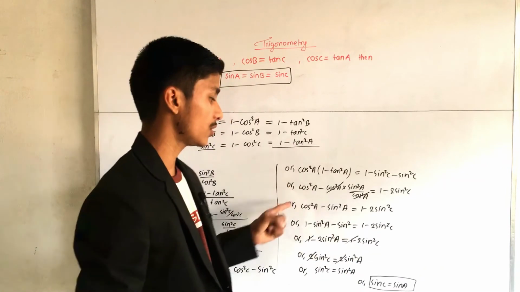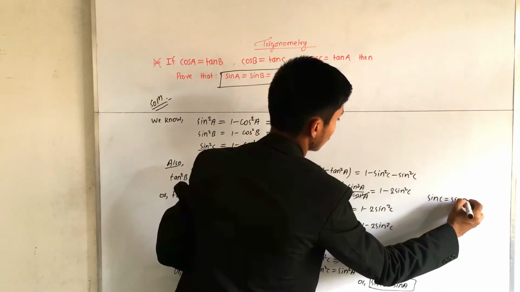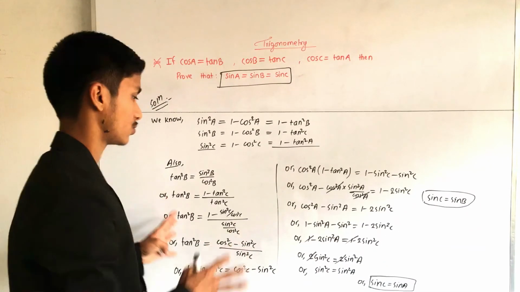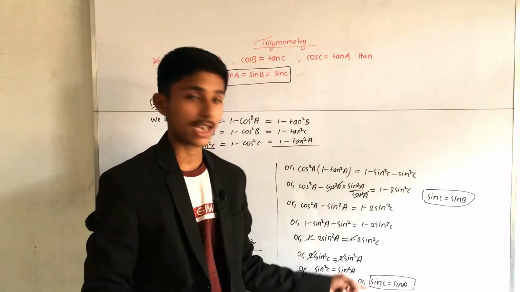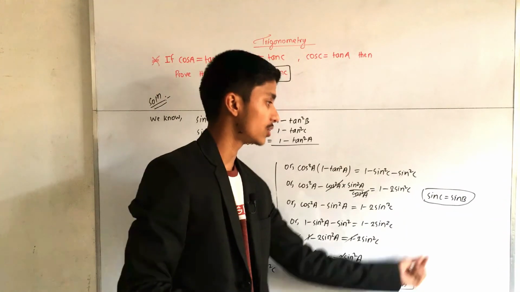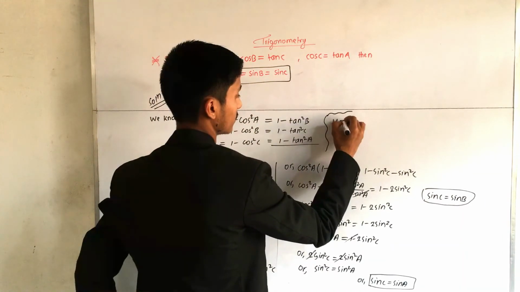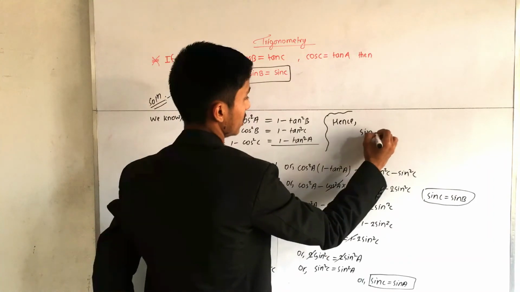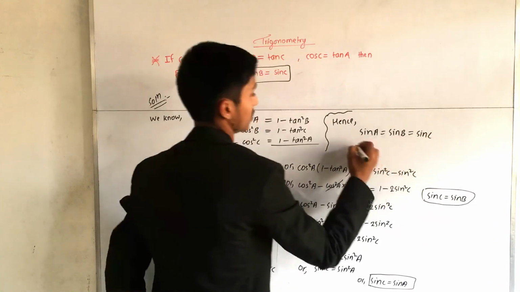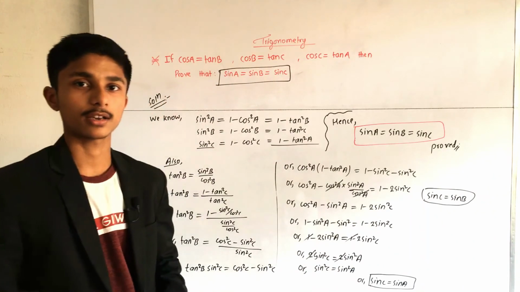Now before we have shown that sin C is equal to sin B. We have shown this sin C is equal to sin B before this solution, and now we have shown sin C is equal to sin A. Then from here we conclude that sin A is equal to sin B is equal to sin C. Hence sin A is equal to sin B is equal to sin C. Proved. We successfully reached our target.